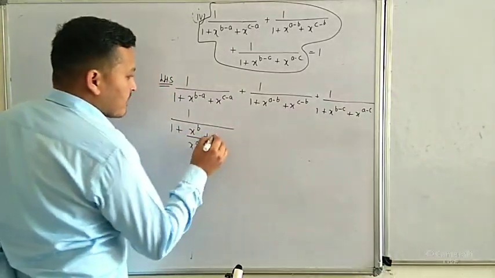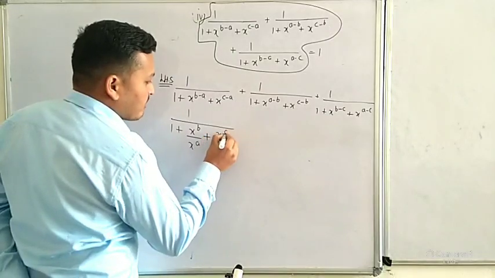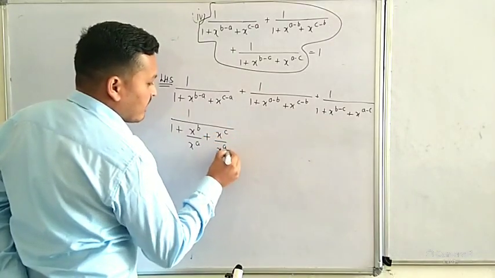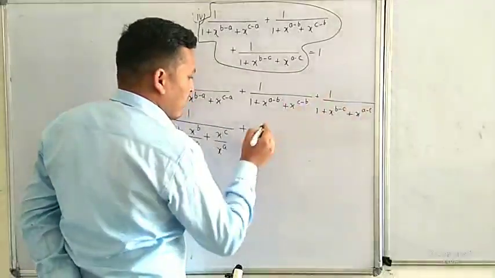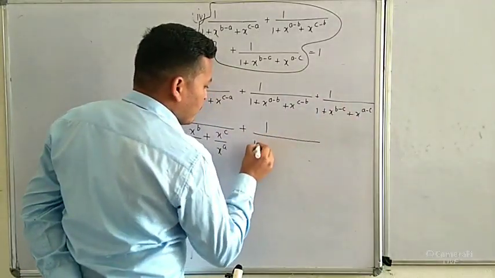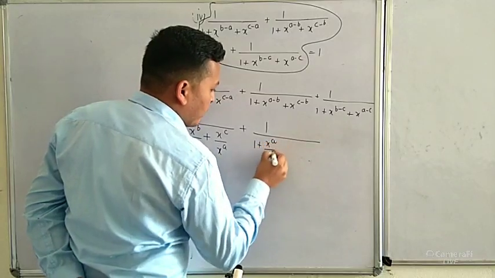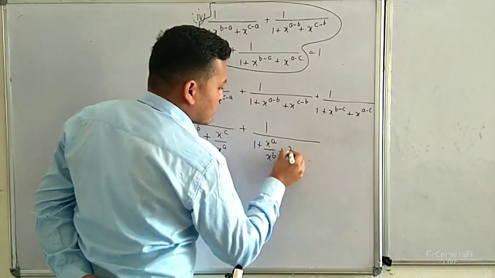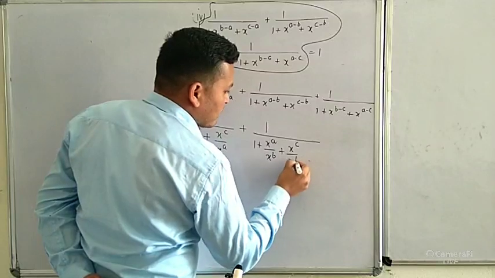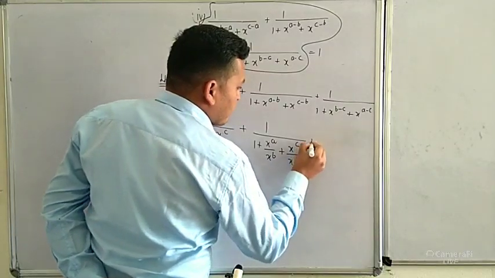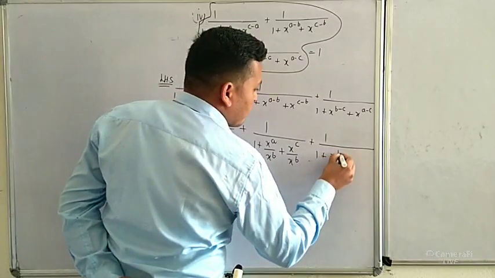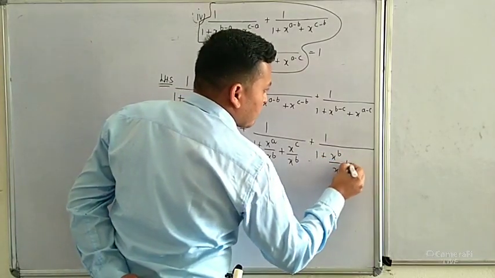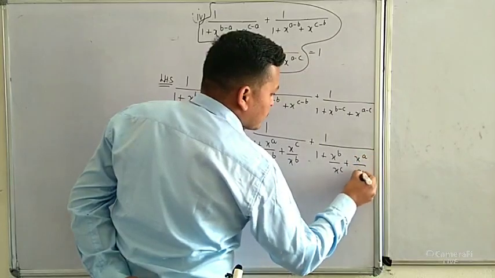Plus similarly this one we can write x to the power c upon x to the power a, then plus we will follow the same method in the other part, 1 upon 1 plus x to the power a upon x to the power b plus x to the power c upon x to the power b, next plus 1 whole upon 1 plus x to the power b upon x to the power c plus x to the power a upon x to the power c.